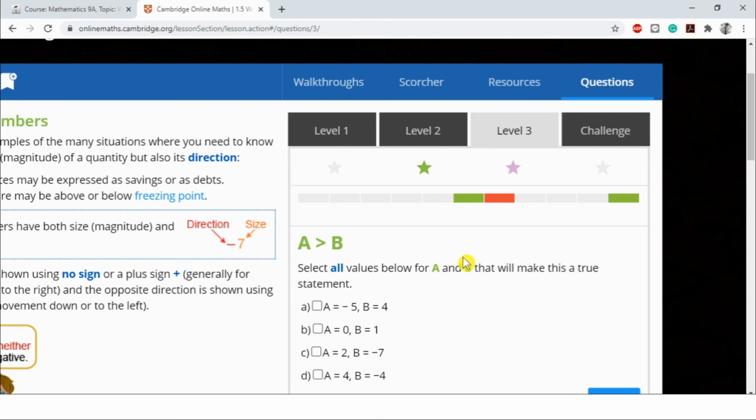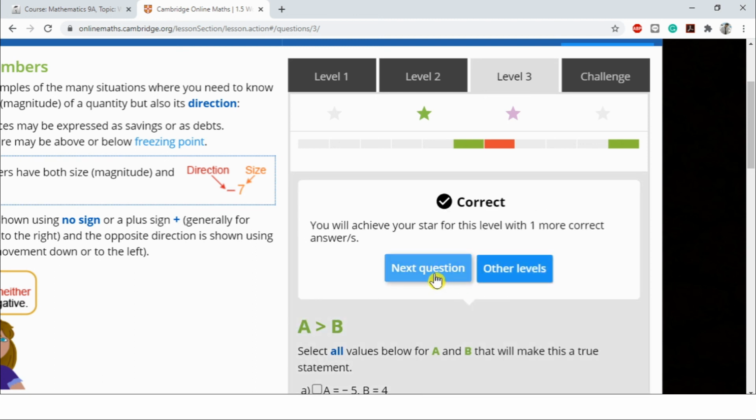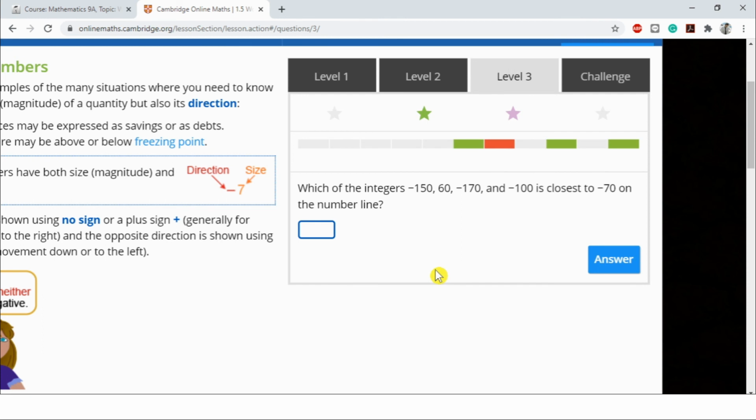A greater than B, and we need to select all values below for A and B that will make this a true statement. A greater than B. All right, A negative 5, B 4, so wrong. A 0, B 1 is wrong. A 2, B minus 7, yes, it's true. A 4 and B minus 4, that is true. So it will be these. Okay, one more question.